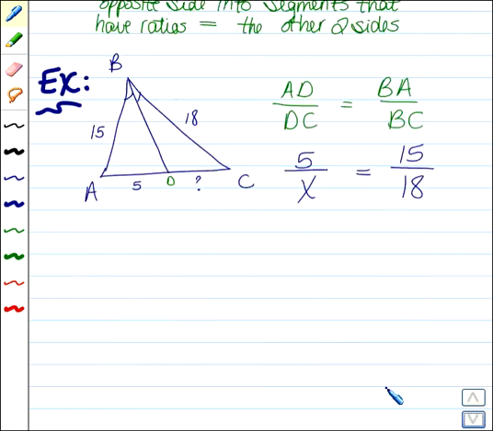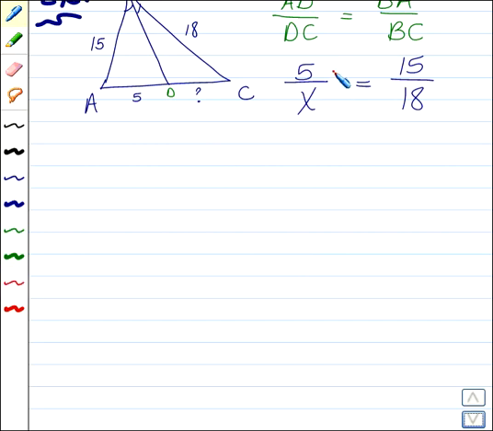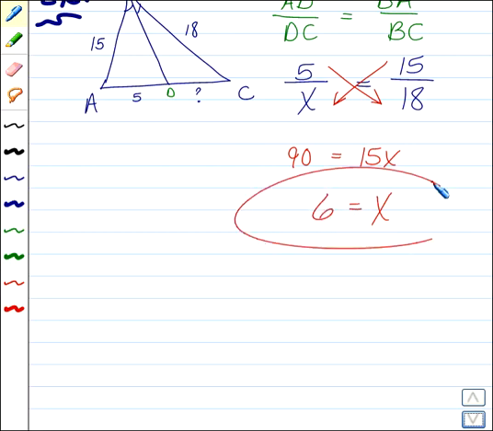To solve for x here, we can cross multiply. When we take 18 and we multiply it by 5, we're going to get 90. When we multiply 15 times x, we get 15x. Dividing both sides by 15 will give us our answer. X is going to be 6. So the length of this segment here is 6. Of course, the whole side there would be 6 plus 5, 11.